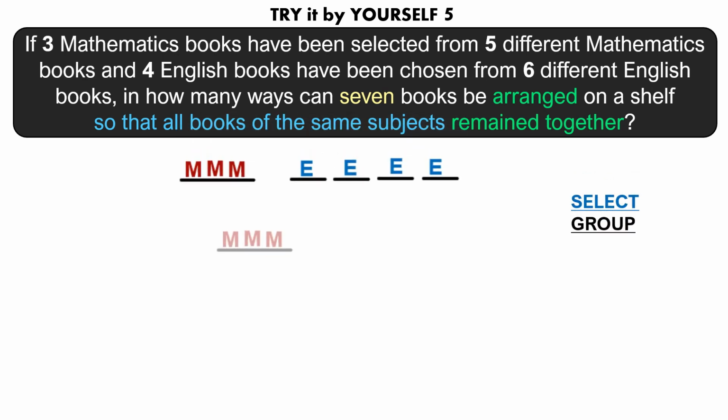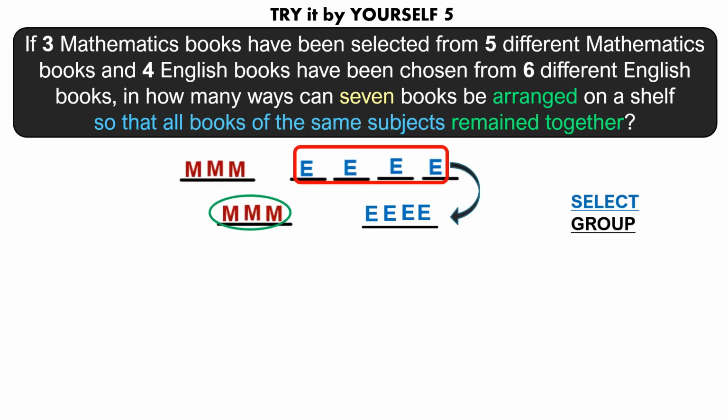Select and group. For select and group, group together all the books of the same kind selected from each total number of books. Next step is arrange. Arrange each selected group of objects among themselves within their unit. Then, arrange all. Arrange all the books selected, with the books of the same kind treated as one unit.